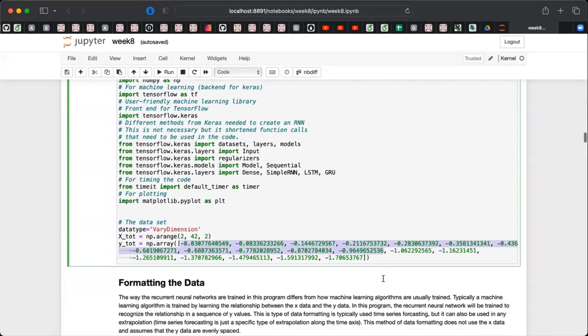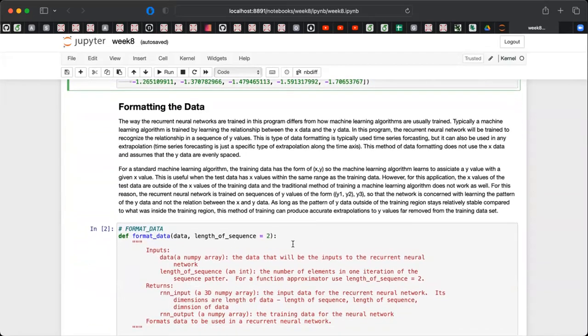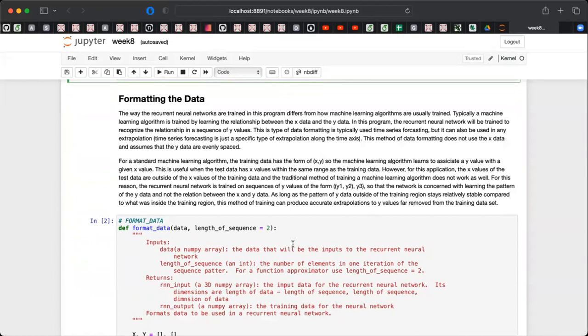So in this case here, I'm just formatting the data, so I can use it with the recurrent neural networks.